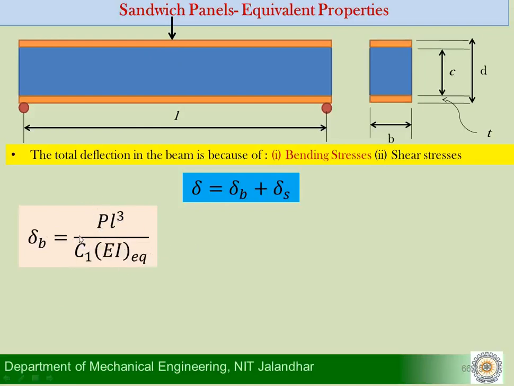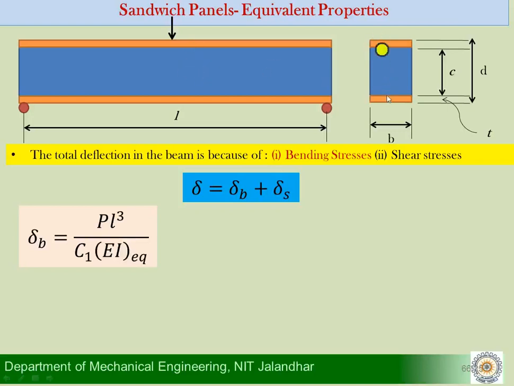Now I am writing EI equivalent. Why do I write EI equivalent? Because PL cube upon C1 EI is for a homogeneous beam. But this is not a homogeneous beam, this is a sandwich beam which has two materials.